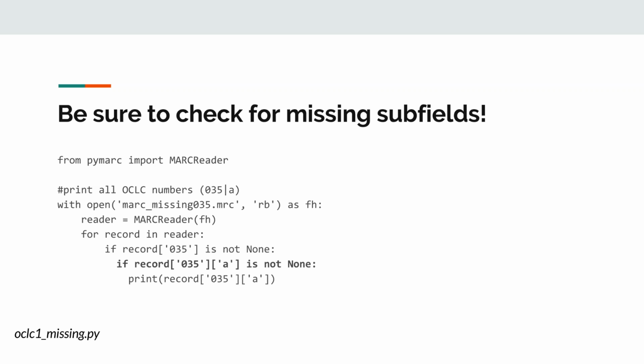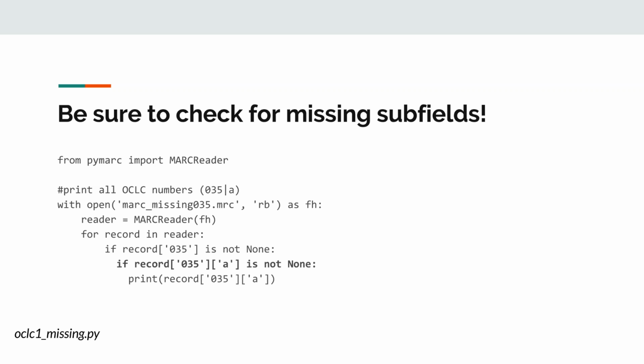If the record 035 subfield A is not none. So this obviously is very unlikely to happen with 035 fields. But if you're working with any other subfield, let's say you're looking at 245 fields and you're trying to get author statements from the 245C, well, most fields obviously are going to have a subfield A, but with fields that might have variable subfields, they may not have a 245C.